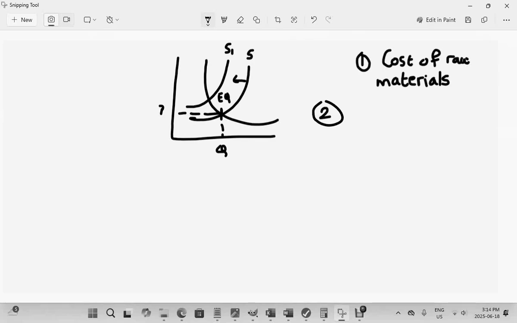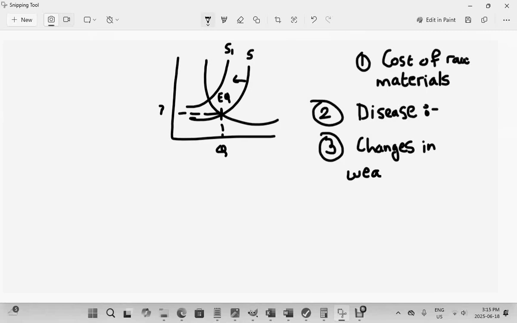The second factor that may impact your supply curve is disease, for example. A disease can impact your supply chain, and we know that this disease will shift the supply curve to the left one more time, just like the cost of raw materials that keep on increasing. Now, apart from disease, you also have things like changes in weather, which will impact your supply curve.